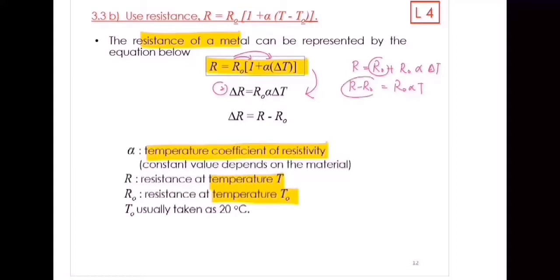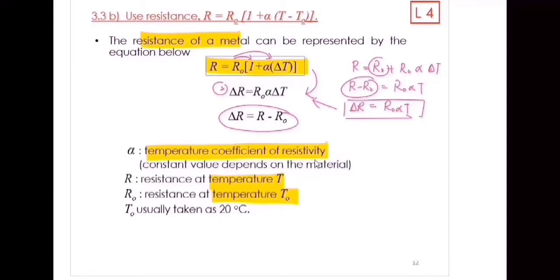And we know R minus R0 means the final resistance minus the initial resistance. So this is actually the change in resistance, equals R0 alpha delta T. That's how we get the second equation. Like I said, R minus R0 is the change in resistance. So this is the equation for the resistance represented by temperature. This is how temperature influences the resistance.